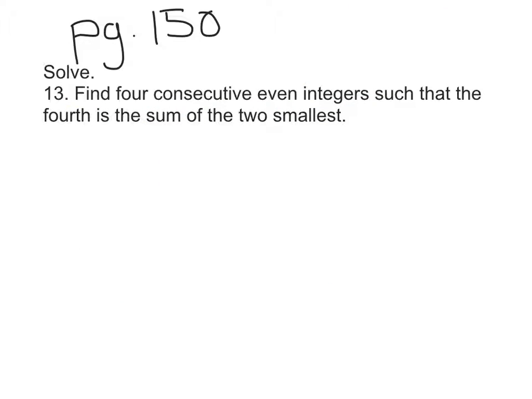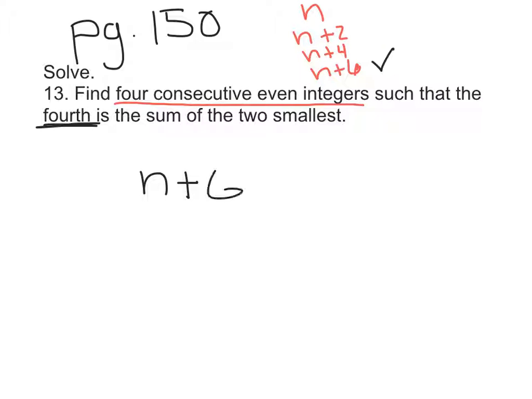In problem 13, on page 150, it says, find four consecutive even integers such that the fourth is the sum of the two smallest. So now we're talking about four consecutive even integers. So evens count up by two, so that would be n, n plus 2, n plus 4, and n plus 6, with n being my first one. So those are the four even integers. Now I'm going to write my equation. It says, find four consecutive even integers such that the fourth, so here is my fourth, n plus 6.